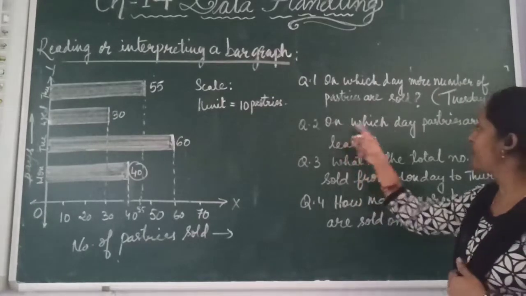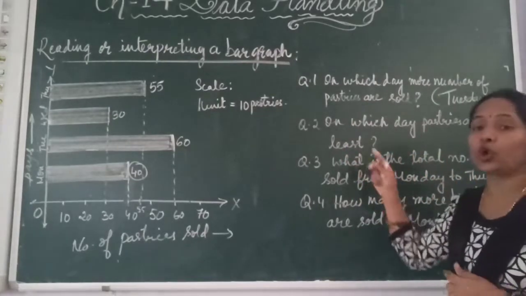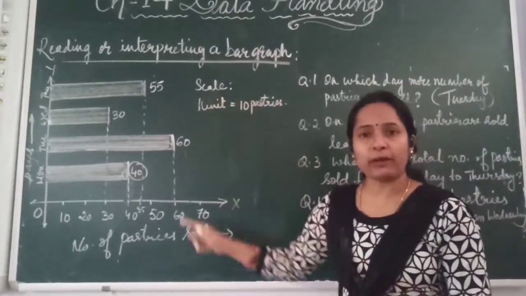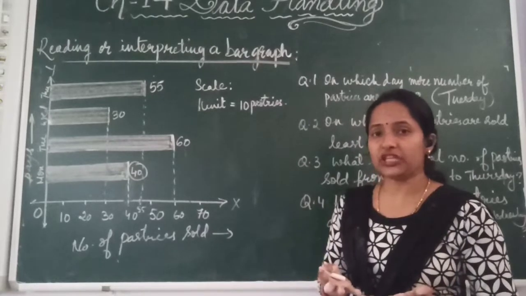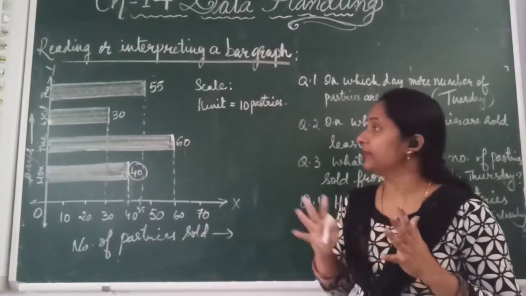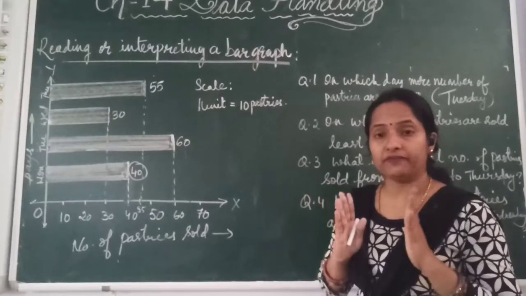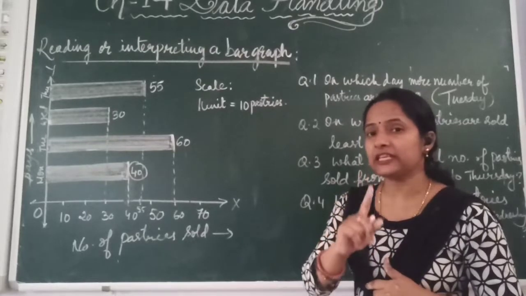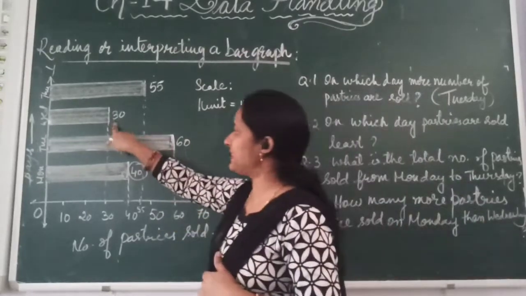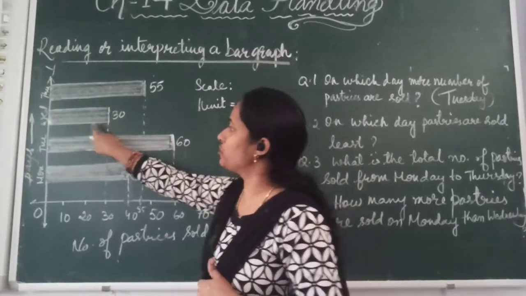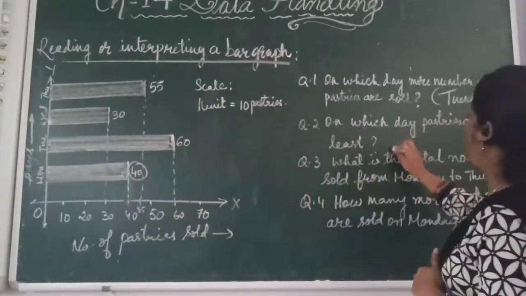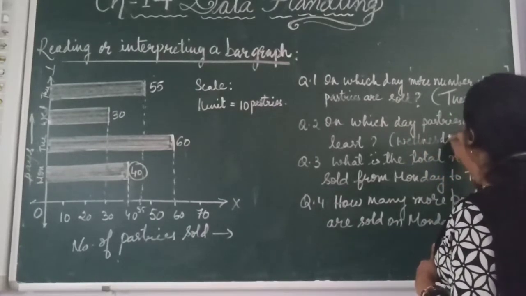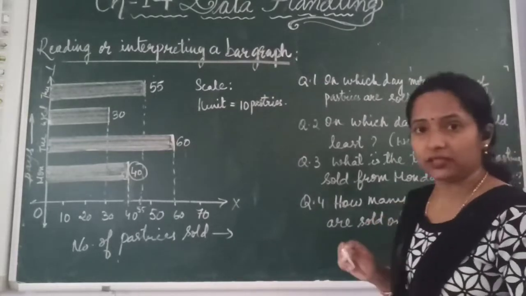The next question we have: on which day were pastries sold least? Least means less. So just go through the bars. In which case is the height or length of the bar less? That represents the least number of pastries sold. So this is the least number of pastries sold, that is on Wednesday. So you can answer it as Wednesday. See how easy it is to answer the question.